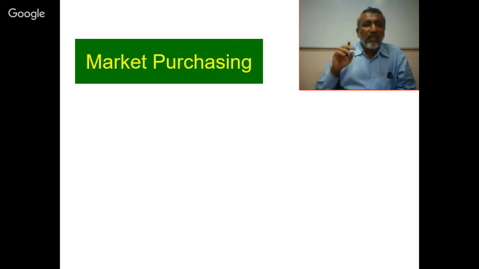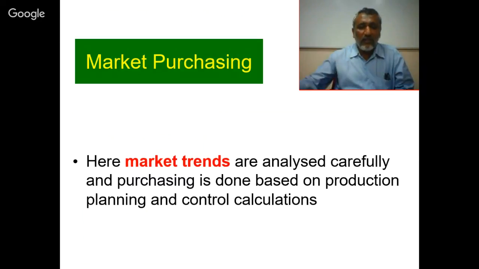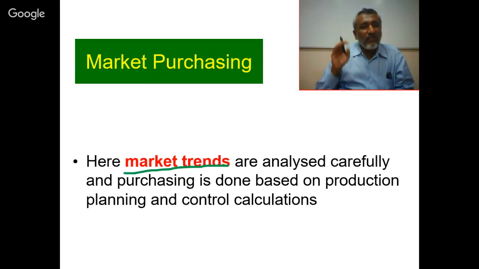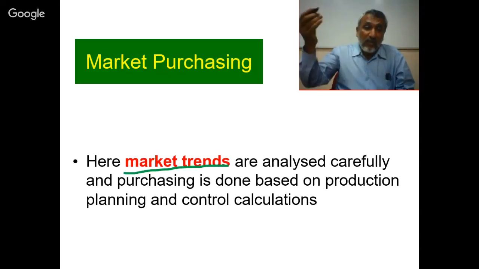Let's move on to the next type of purchasing, what is known as market purchasing. In market purchasing, the market trends are analyzed carefully for making purchase decisions. For example, in the market, there will be seasonal fluctuations in the cost of material. In some seasons, materials may be available at lower cost. In other seasons, it will cost more. In addition, the supplier may give a discount if you buy above a particular level. He may not give the discount if you buy below that particular level.